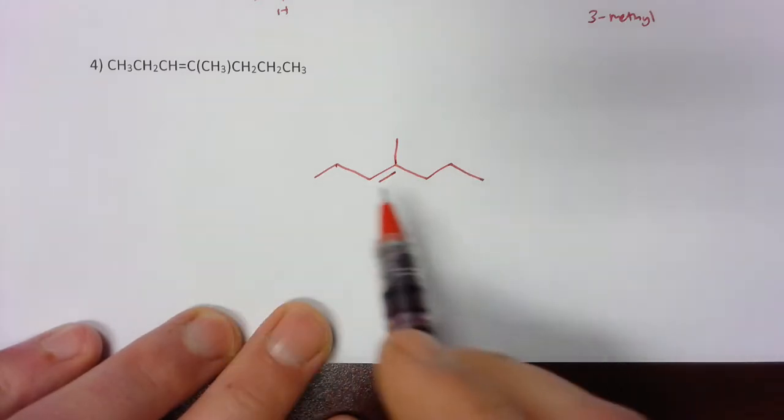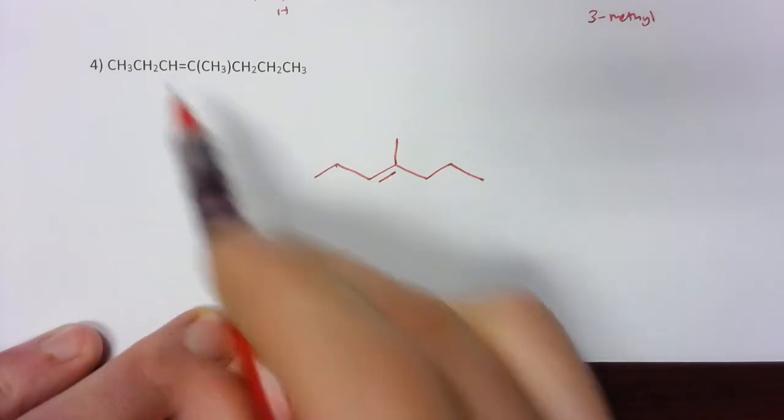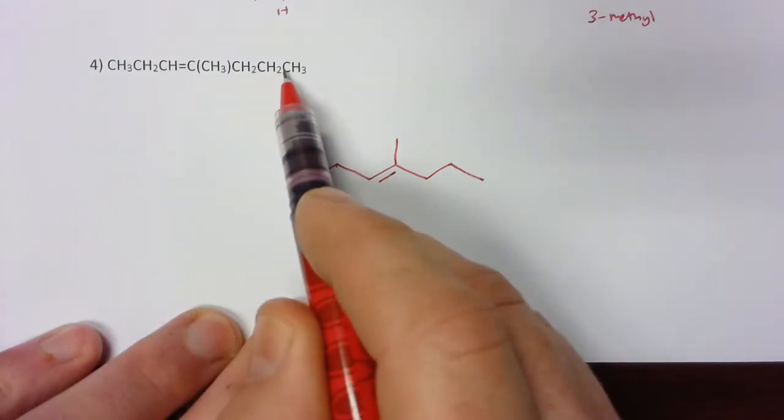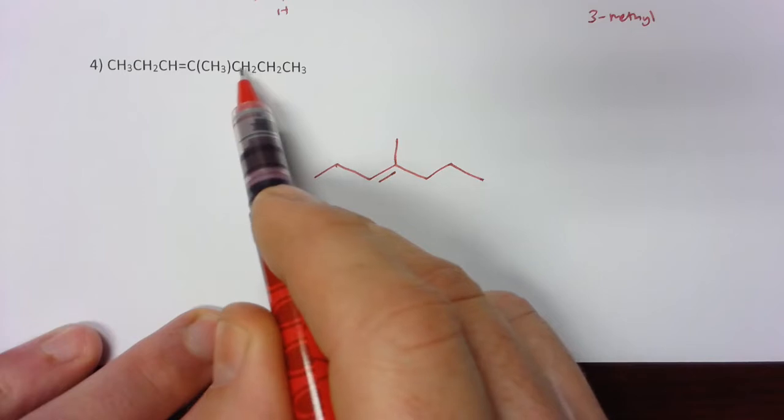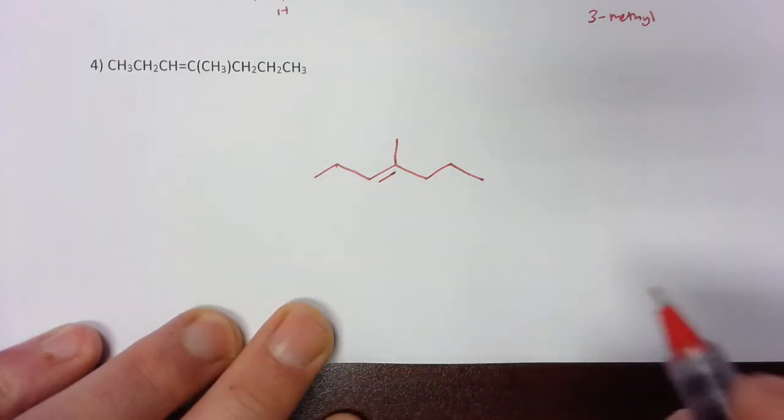Okay, so now where do I start numbering from? Well, if I count from left to right, the double bond begins at the 3rd carbon. If I count from right to left, 1, 2, 3, the double bond begins at the 4th carbon. So I'm going to count from left to right.